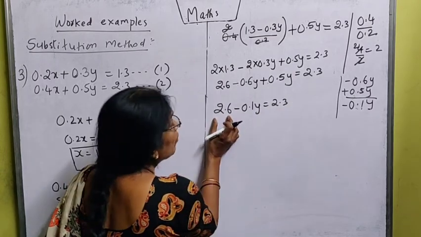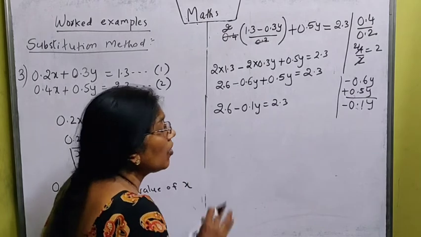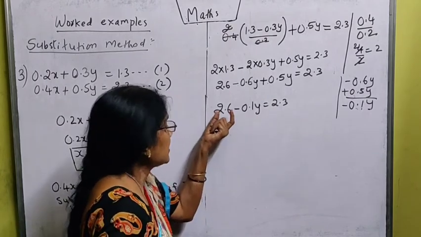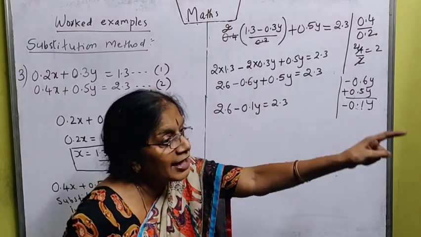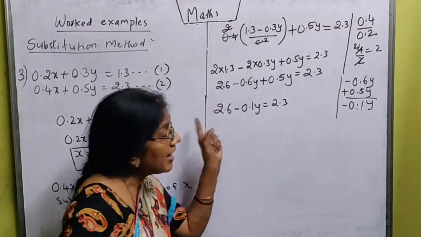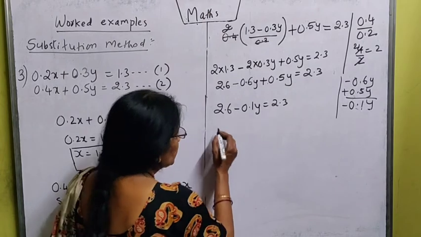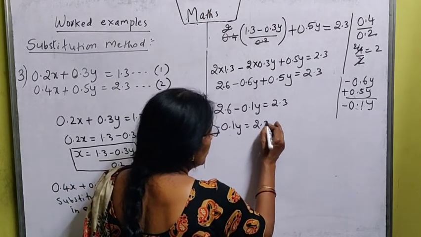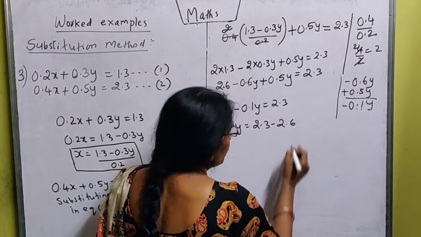Now 2.6 is a constant. I don't want it on the left hand side. I want to find out the value of y. So I will shift this 2.6 to the other side of the equation. Plus is there, so it will become minus. So what shall I get? Minus 0.1y is equal to 2.3 minus 2.6.